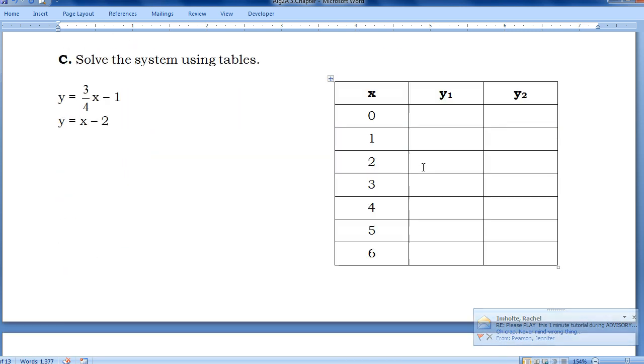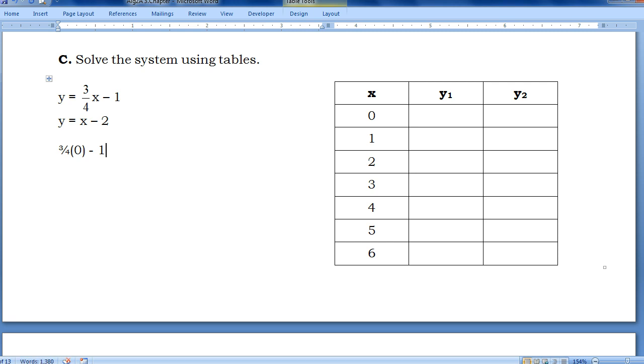So, for example C, this is solving using tables. You have two equations. The first equation is y1, and we'll put the values here. The second equation, y2, we'll put the values right here. If you have a graphing calculator, it's actually pretty easy to put these equations in and set them up. You would do y1, 3 over 4 x minus 1, and you can go to your table and see the values. In the second one, y2, you'd put x minus 2, and then go to your table, you can see the values. Without a graphing calculator, you can use a regular old calculator or even your brain to calculate these, but you just substitute all the different x values into the equation.